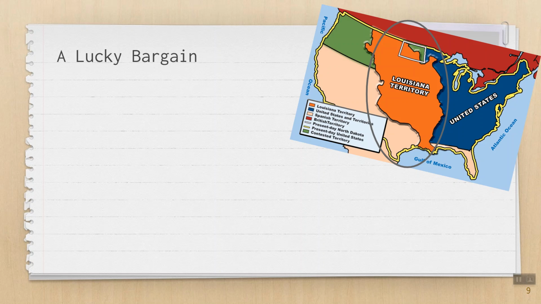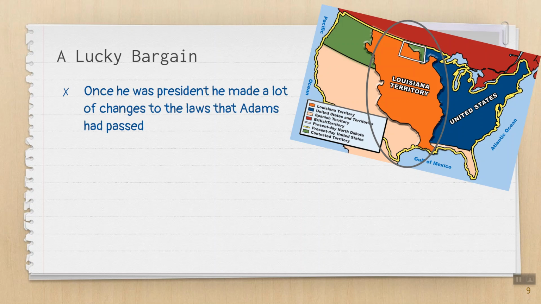This gets us to the lucky bargain. Something very big happened in Thomas Jefferson's presidency. He made a lot of changes right away. First off, he was really angry with some of the laws that John Adams had passed. So right away, he abolished or got rid of some of those laws, him and Congress.